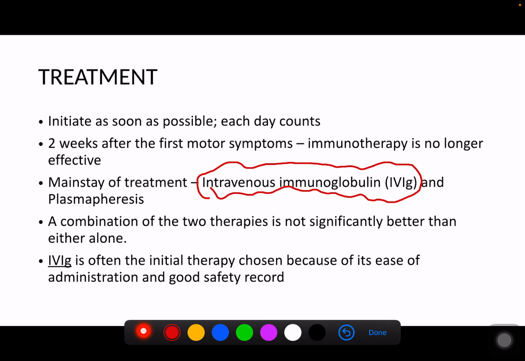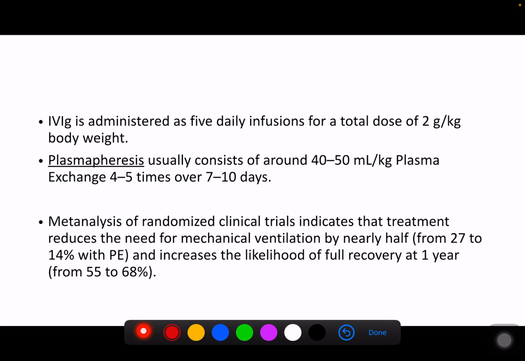And plasmapheresis, you're going to remove all the plasma which contains autoantibodies, and you're going to replace it with fresh plasma, okay. A combination of the two therapies is not significantly better than either alone, okay. IVIG is most often the initial therapy chosen because of its ease of administration and good safety record, okay.